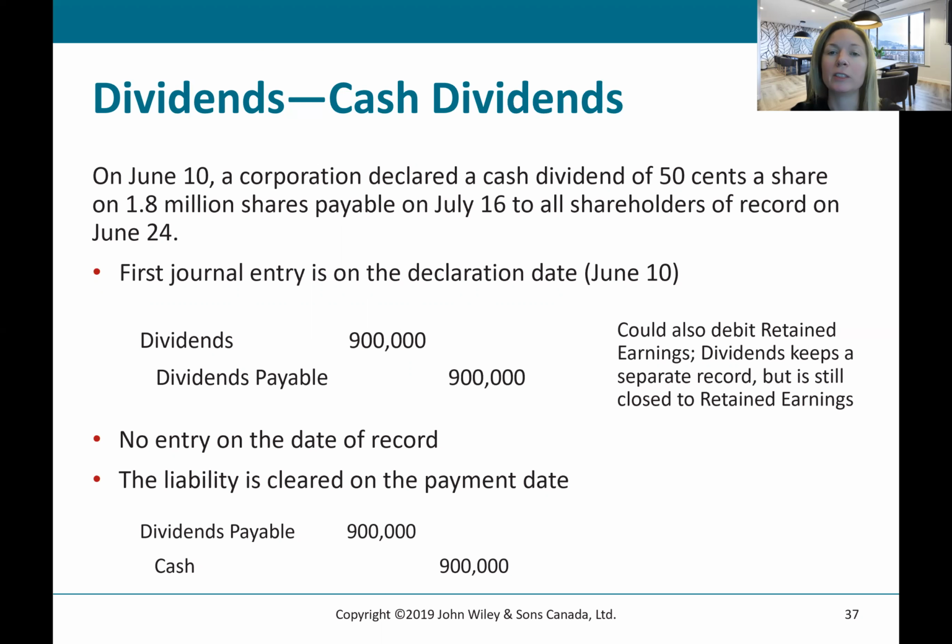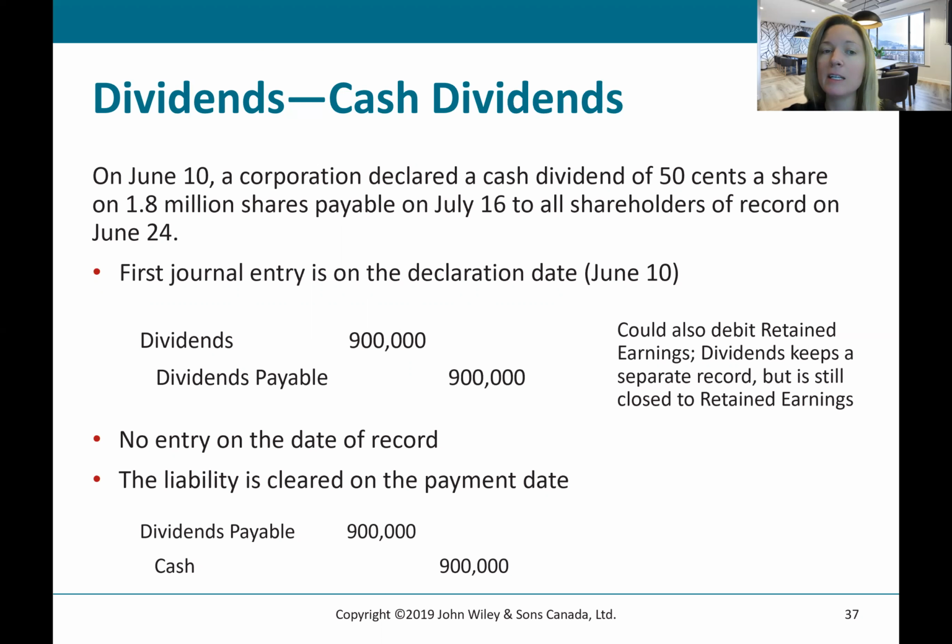The first journal entry is on the declaration date, June 10th. On this date, we're going to record a debit to dividends. Now, you can have dividends or net income here. In the chapter, they're using this account, dividends, which is really just illustrative. Regardless, it's debiting shareholders' equity, so that means you're decreasing your equity. As we know, we've got a credit balance in our equity section, so a debit is decreasing that section.